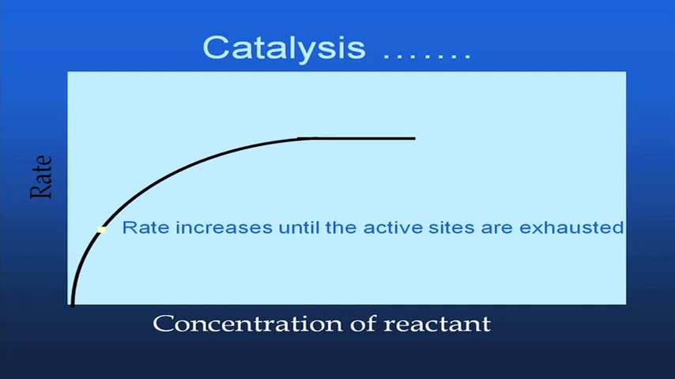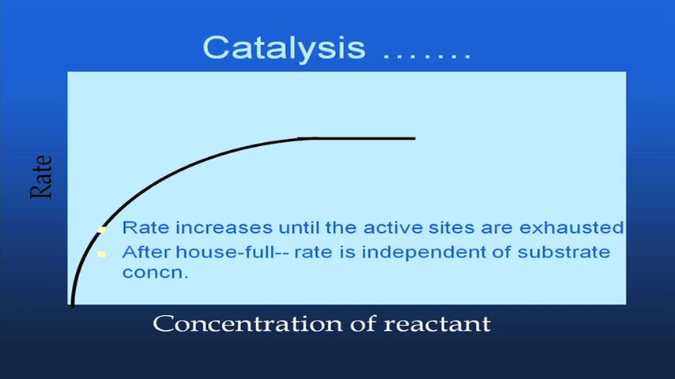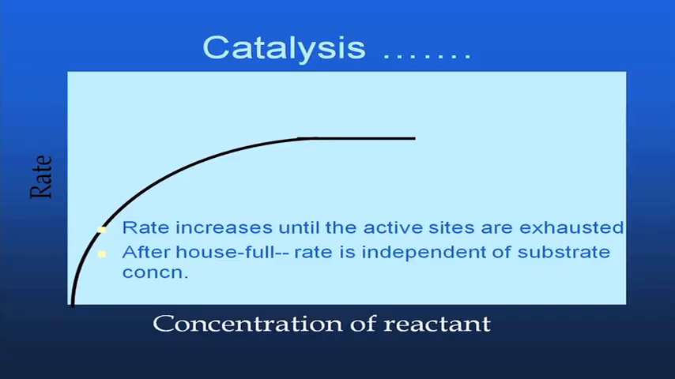That is depicted here: the rate increases until the active sites are exhausted. Active sites means the chairs I was referring to in a lecture hall, in an auditorium. So, the increase means the chairs are still getting occupied, that is why the rate is increasing, but beyond this point there is no change, meaning all the chairs are now occupied. After a houseful situation, the rate is independent of substrate concentration, and that is why gas phase metal surface catalyzed decomposition reactions are zero order in kinetics in general. So, that is the situation for zero order kinetics with metal surface catalysis.